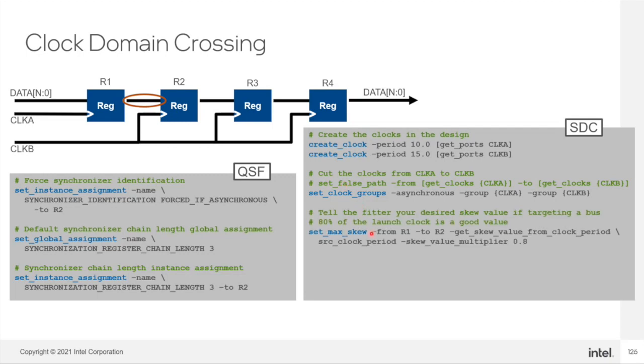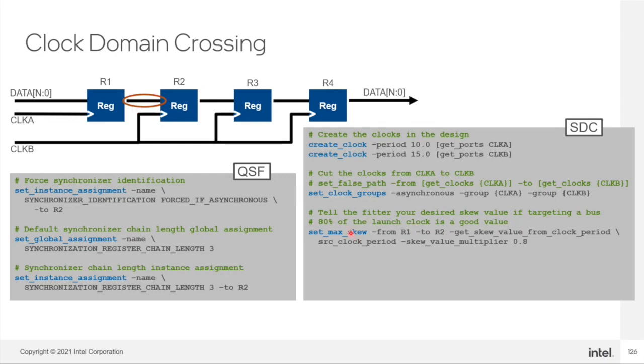Now, if this is a bus, R1 to R2, so if it's not a single bit, if it's a bus, you want to say, you know what, there has to be a certain amount of skew that I can tolerate between the two. So in other words, bit 1 can only be skewed by a certain number of nanoseconds from bit 2 or from all the other bits, for example. And that's what we're doing there.